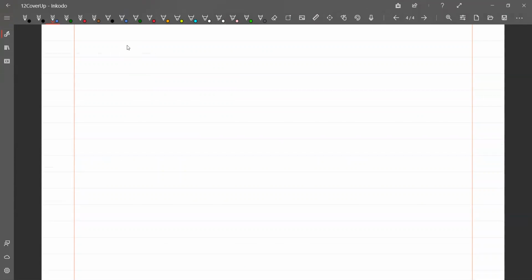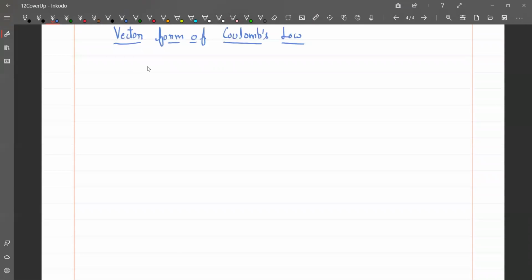After writing this, we can write the vector form of Coulomb's law. So in the previous case, we were just writing the magnitude of the force. If suppose charges are placed in space, then how do we find the force between them along with its direction? For that, we'll take our xy axis and we'll use the concept of vectors.